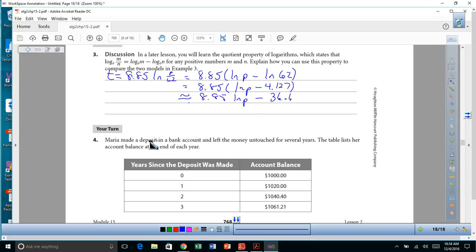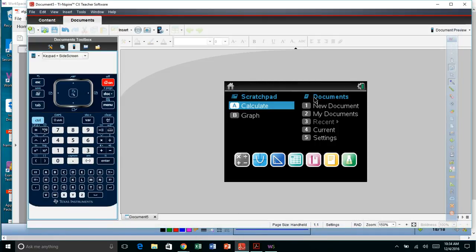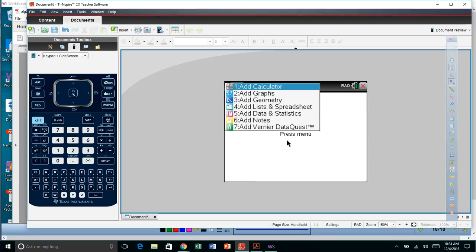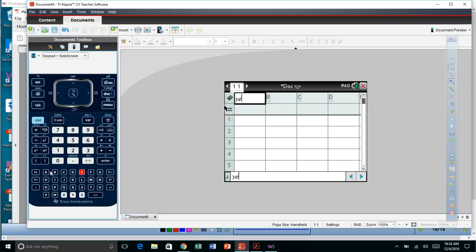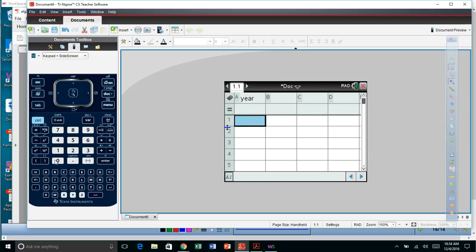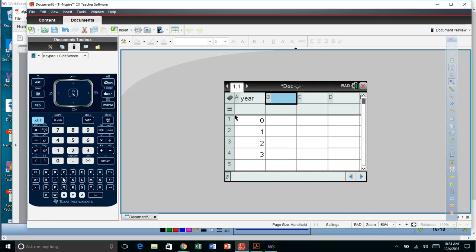Your turn. Maria makes a deposit in a bank account and leaves the money untouched for several years. The table lists her account balance for each year. So let's go ahead and new document, spreadsheets. We'll put year, Y-E-A-R, and we got 0, 1, 2, and 3.